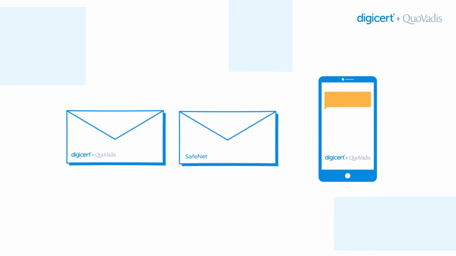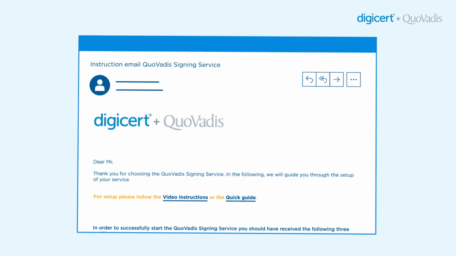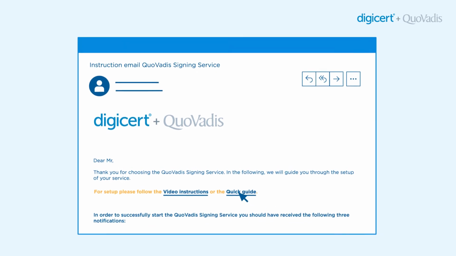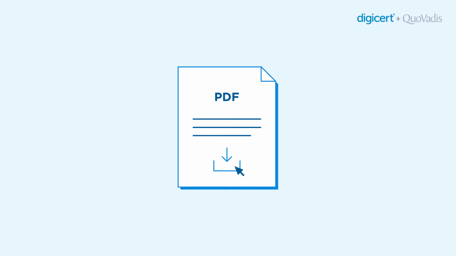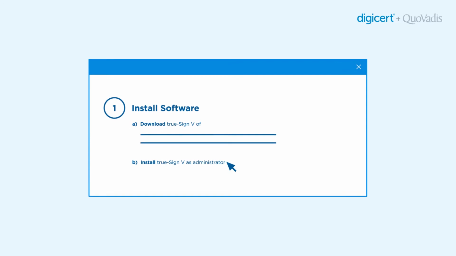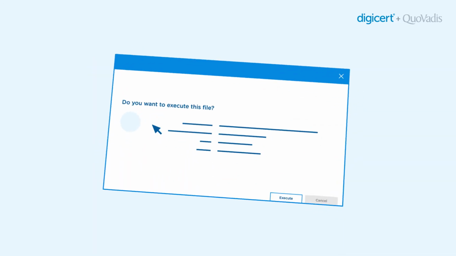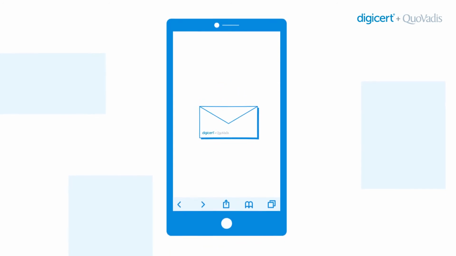Let's begin. Before starting, you must first download the TrueSign V software and install it on your computer. This software makes your certificates available to your computer later on. Now click on Quick Guide in the instruction email you received from QuoVadis. This opens a PDF containing the download link and further information. Start the download by clicking on the download link. You can now continue with the installation.